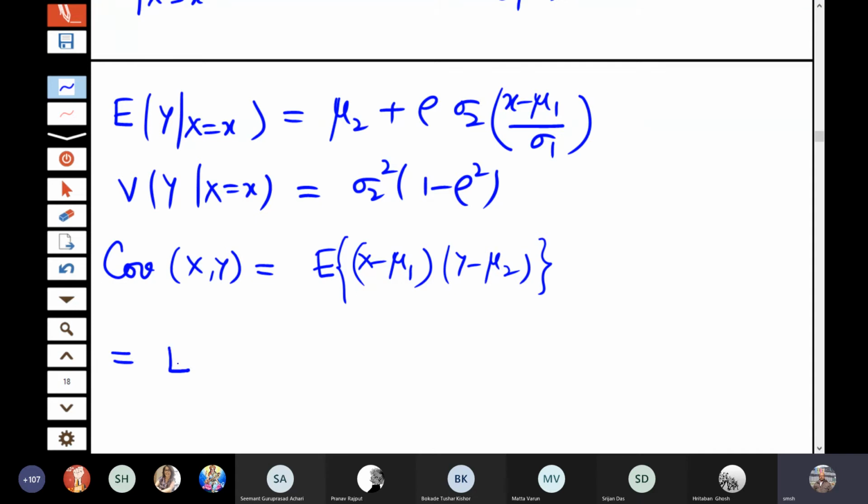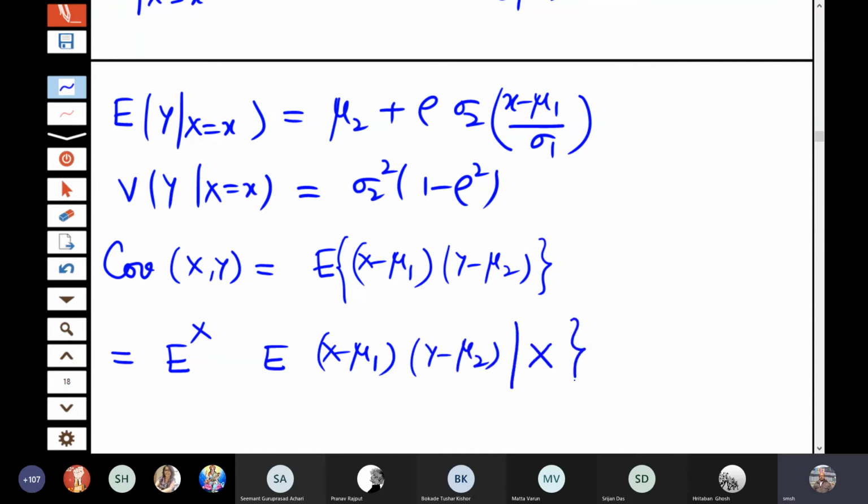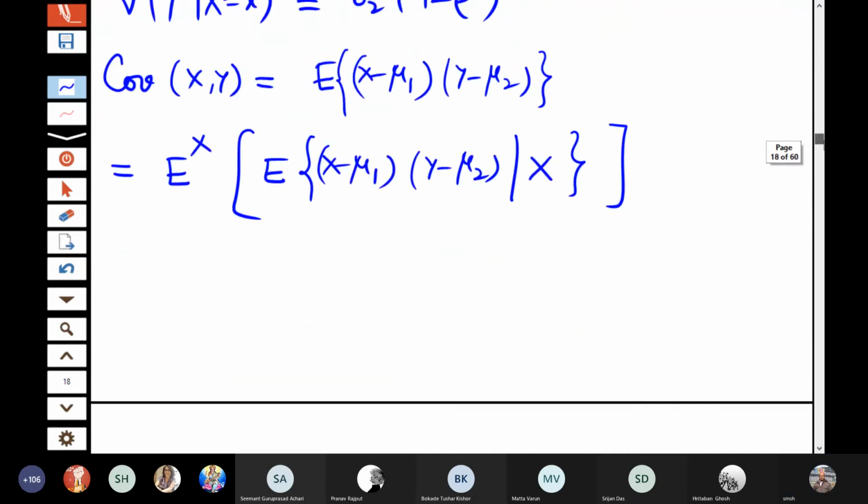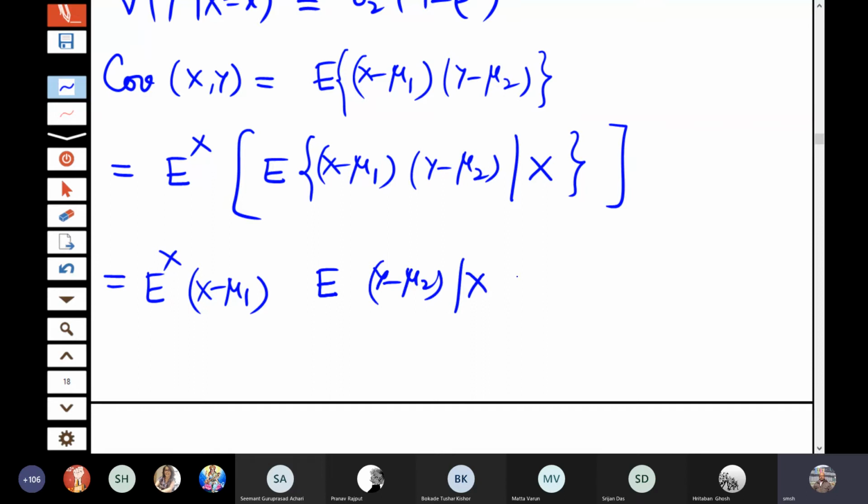That means I can consider the expectation of (x minus mu1) into (y minus mu2) given x, that is, with respect to the conditional distribution of y given x. If x is fixed, then (x minus mu1) I can take out, and I am left with the expectation of (y minus mu2) given x.